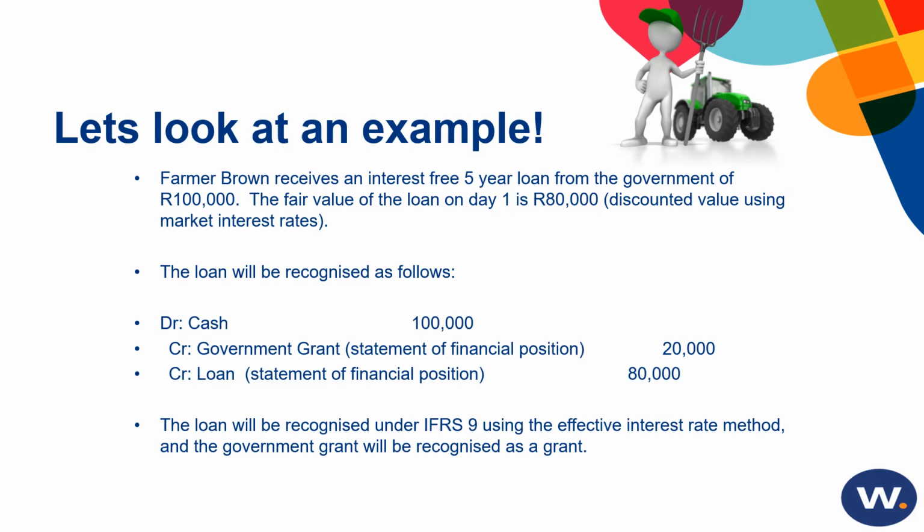And if the loan was provided to the entity, or to Farmer Brown, to enable the farmer to finance the purchase of a depreciable asset, the government grant will be recognized in profit or loss on the same basis as the depreciation of the asset. So you see that the principles of IAS 20 do not change. The government grant will still be recognized in profit or loss on a systematic basis over the periods in which the expenses for the related costs which the grant is meant to compensate are recognized.